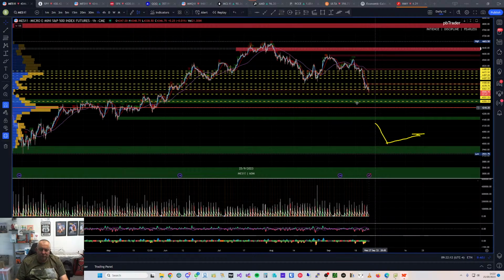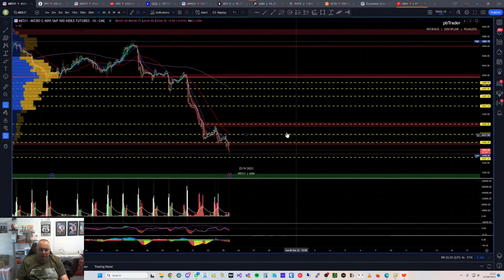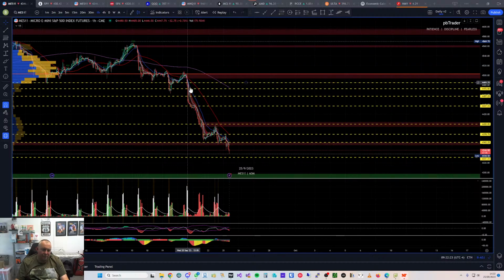It does get a bit tight, it gets a bit messy sometimes, and so I do remove them quite often and add them back in again. But always keep the levels open on the screen, because you can see what's coming on. Look, we're literally stepping down through all the levels, stepping down, touching them.